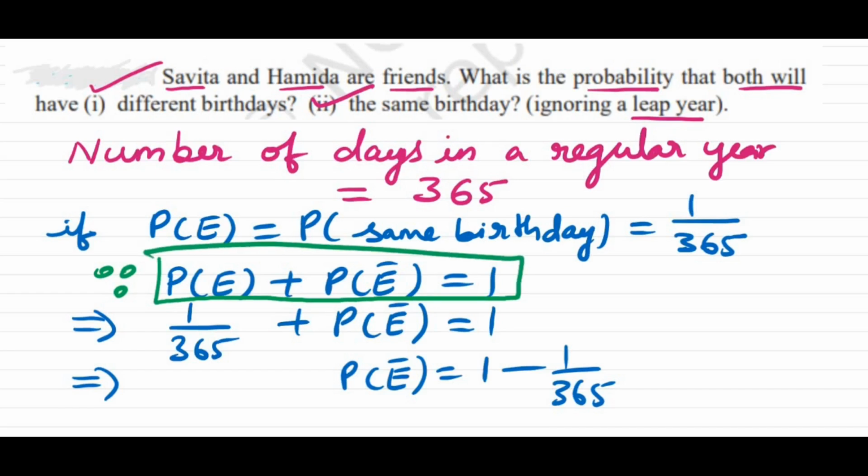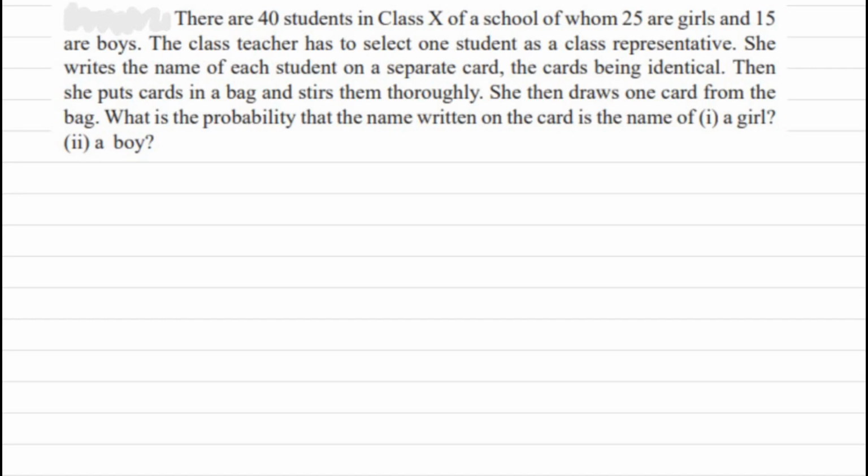In place of probability of happening of the event, we can write 1/365 plus probability of not happening of the event, means not same birthday, means birthday on different days, is equal to 1. On transposing 1/365, we'll get probability that both of them have a birthday on different days is 364 out of 365. Here there is one more application question.